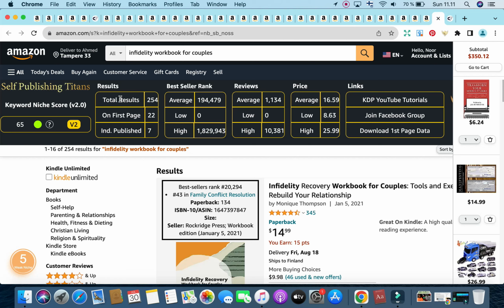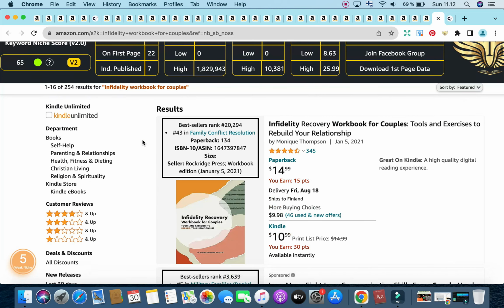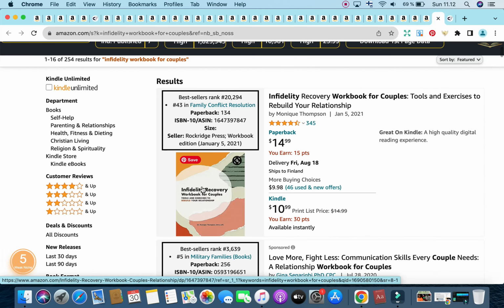So for Infidelity Workbook for Couples, you're going to create a workbook. It could be a set of prompt questions. It could be a set of strategies to help couples deal with infidelity and work on their relationship. These are customers that have gone through this terrible thing in their lives, and they have chosen to actively work on their relationship, so they purchase this workbook to help them deal with it in a therapy-like way and give them the tools and exercises they need to build their relationship.